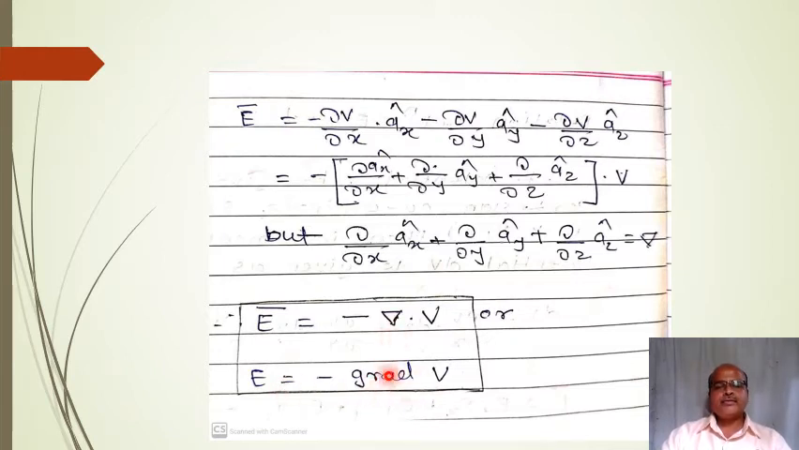So in the exam, for 6 to 7 marks, derive the relation between E and V, or prove that E is equal to minus grad V. Okay, such a derivation is asked. So recall the steps, practice it, and you can solve it in the exam.